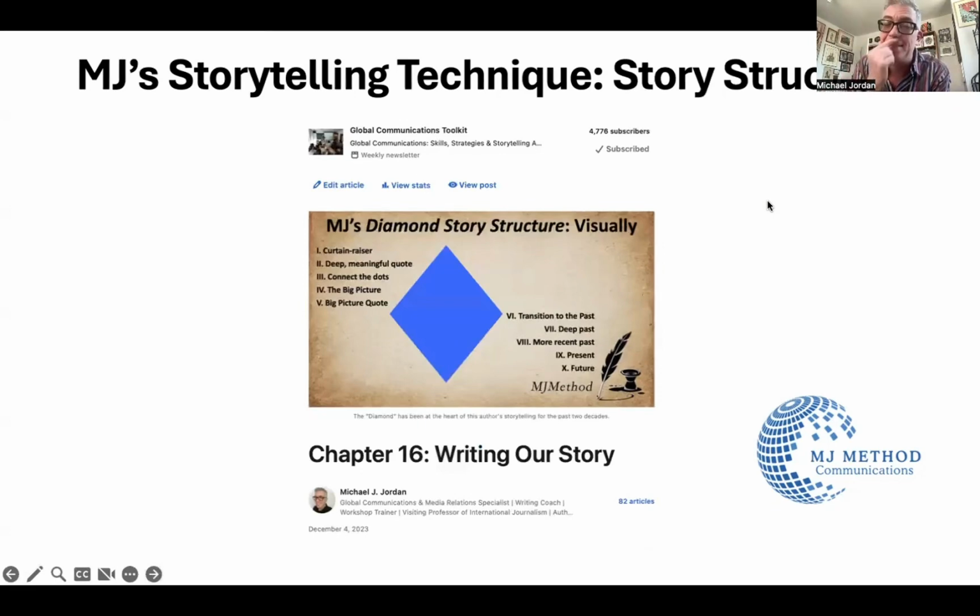I came up with this story structure many years ago, which I call the diamond, as you see on the screen. What's interesting about this approach is that naturally, as a writer, whenever we're writing, we may say, okay, how to open in a clever, interesting way to draw the reader in. But actually, when it comes to the writing, we should start at the middle of the diamond. I call it the big picture. What is our core message?